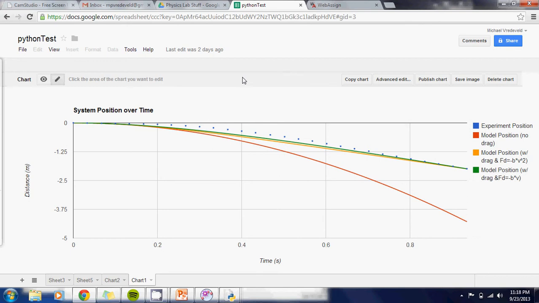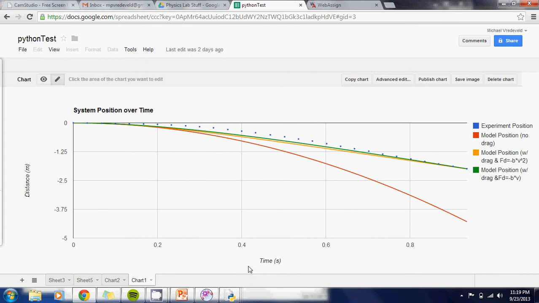As you can see, the model position extremely overpredicts the experimental position due to there not being any drag force. And for the green and yellow model positions, differing in negative b times v squared versus negative b times v, the drag force where it was used negative b times v fits the experimental position slightly better due to the numerical value of negative b. The numerical value of negative b was calculated to where the endpoints of the experimental position and the endpoint of the model position would meet right here.